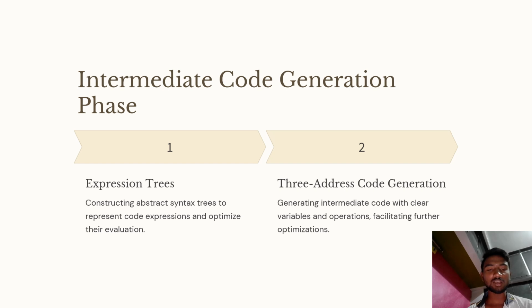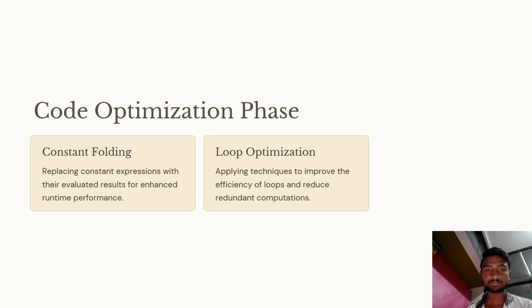In intermediate code generation, there are expression trees, which construct the abstract syntax tree to represent the code expressions and optimize their evaluation. In three-address code generation, the intermediate code is generated with clear variable operations, facilitating further optimization. In the code optimization phase, there is constant folding, replacing constant expressions with their evaluated results to enhance runtime performance. In loop optimization, techniques are applied to improve the efficiency of the loop and reduce redundant computation.